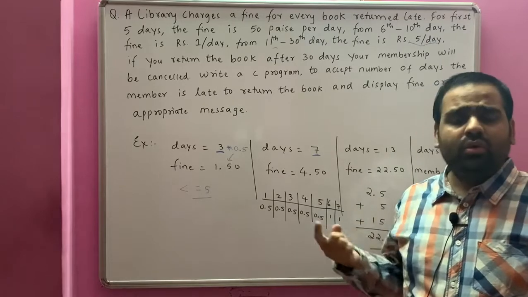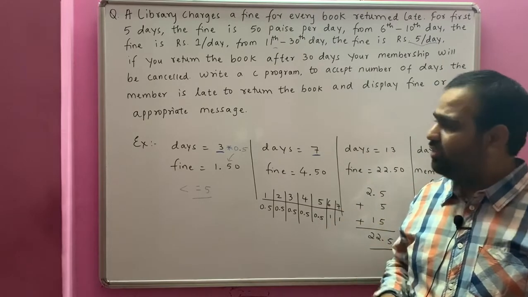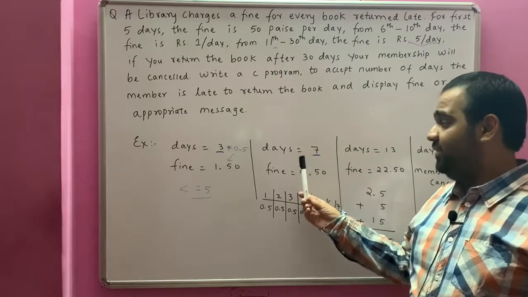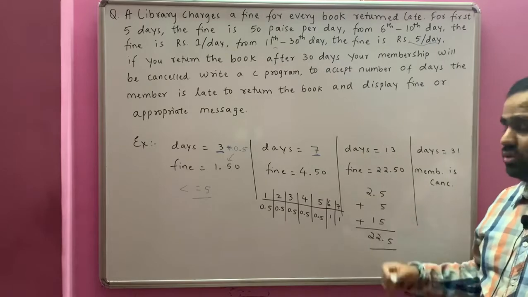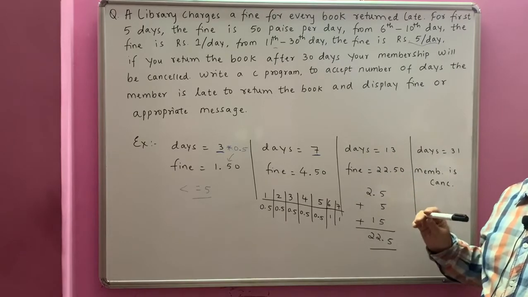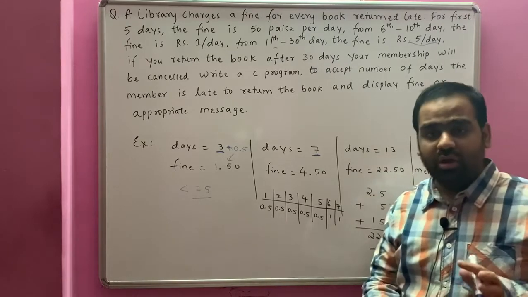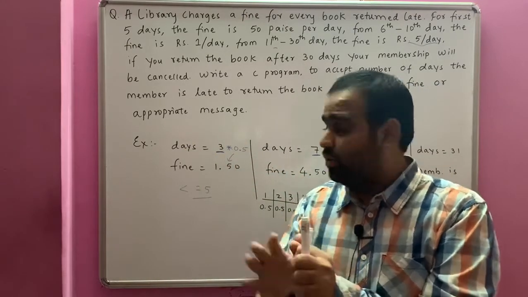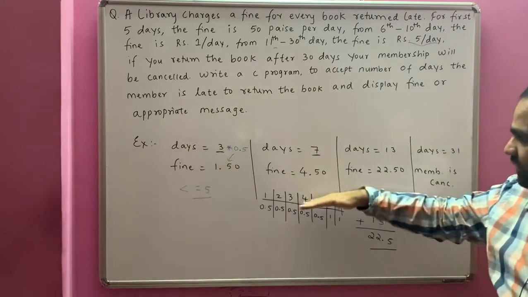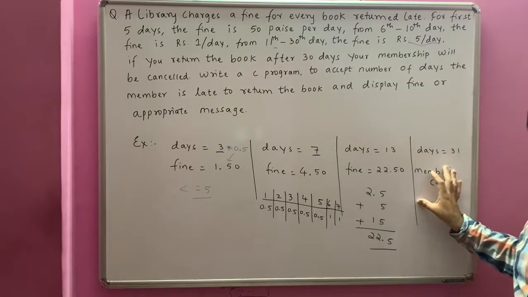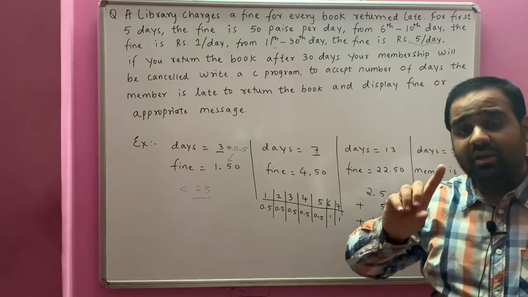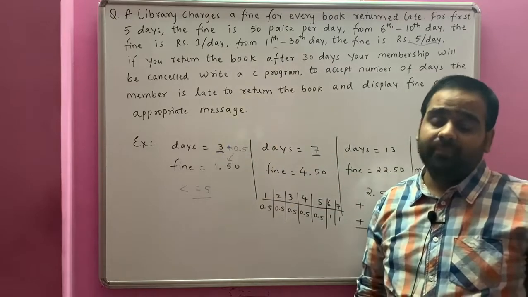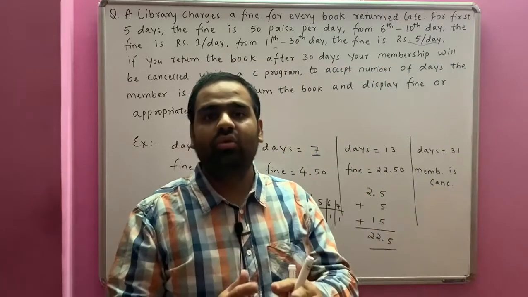Now why do we need to use the ELSEF ladder over here? Now see here, either days will be less than or equal to 5, or it will be between 6 to 10, or it will be 11 to 30, or it will be greater than 30. Are you getting it? Therefore, we need to select only one, not all. Out of these 4 brackets, the member who returned the book late will fall under only one category. Therefore, the ELSEF ladder is suited here.